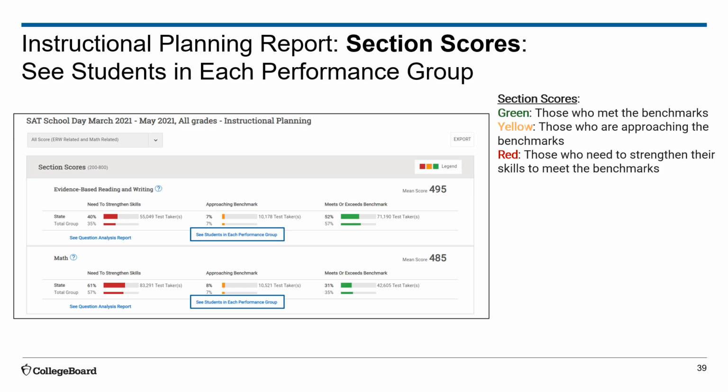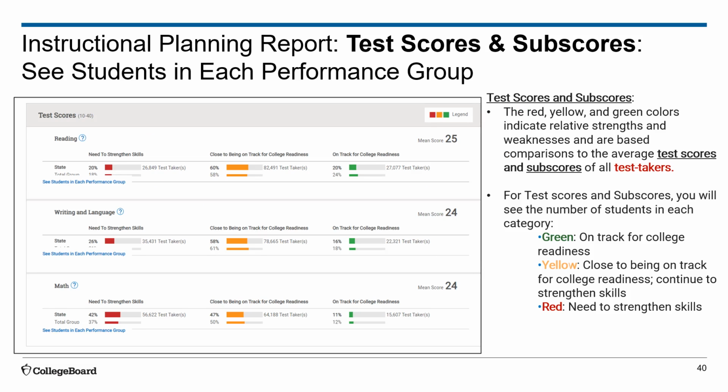For section scores, colors indicate which students met benchmarks, which are approaching benchmarks, and which need to strengthen skills. Educators can also see students according to performance group within this report. For test scores and subscores, colors indicate which students are on track for college readiness, which are close to being on track, and which need to strengthen skills.